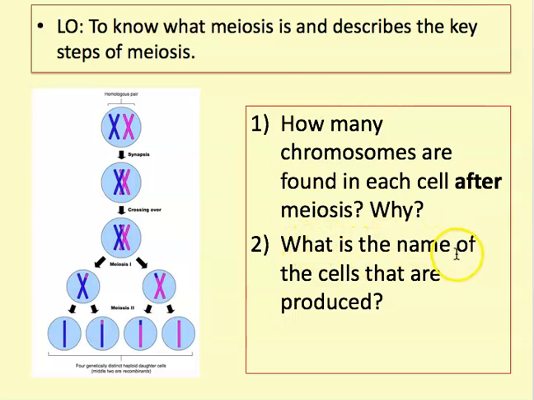And the second question, what is the name of the cells that are produced? Well, they can be called haploid cells, and we can also say there are 4 daughter cells. Okay, so we've got a diploid cell at the top with 46 in, and we've got 4 haploid, because the number is halved at the end, and we can call those daughter cells.